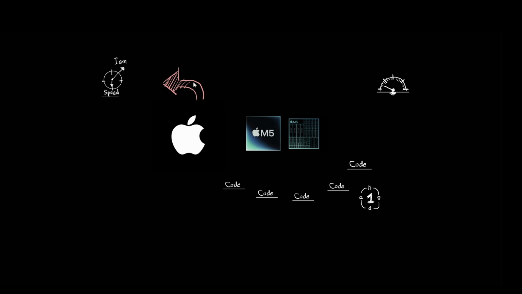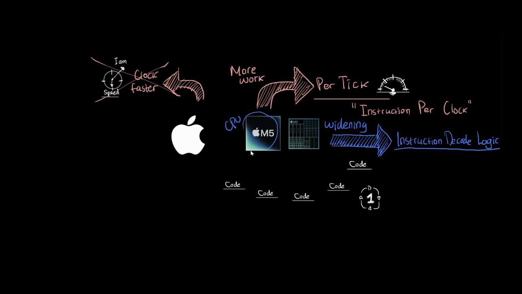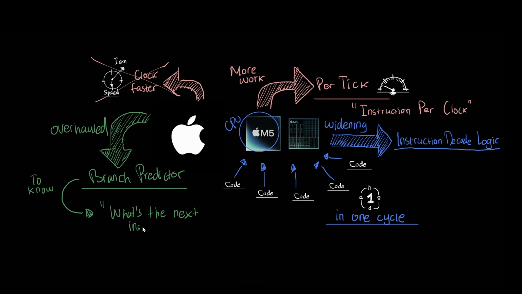Since they couldn't make the clock tick faster, Apple had to make the processor do more work per tick. This is known as instructions per clock. By widening the instruction decode logic, the CPU can ingest and organize more lines of code simultaneously in a single cycle. Additionally, they overhauled the branch predictor, which is the mechanism that guesses which instructions will be needed next, so the processor rarely has to sit idle waiting for data.